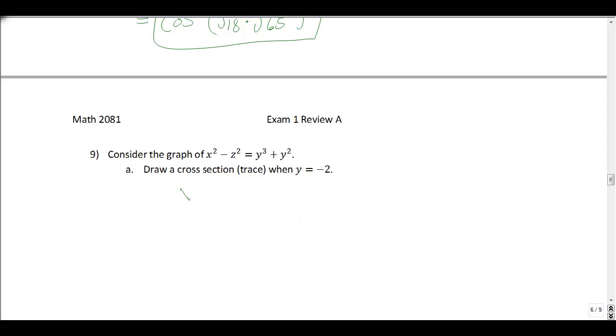All we need to do is plug in negative 2 for y. So we take x squared minus z squared is negative 2 cubed plus negative 2 squared. So that's x squared minus z squared equals negative 8 plus 4. That's x squared minus z squared equals negative 4. And it's going to be customary to multiply both sides by negative 1. That'll give you z squared minus x squared equals positive 4. So customary to get a positive constant here.